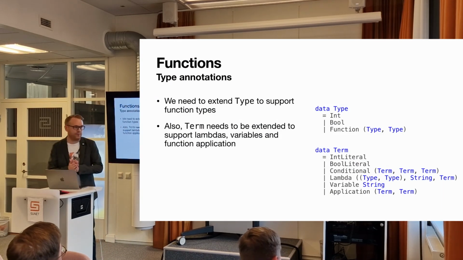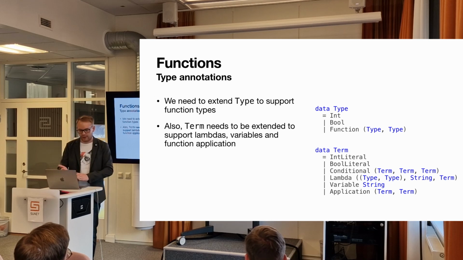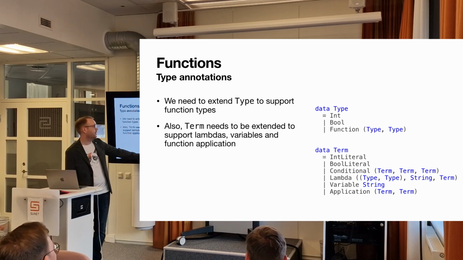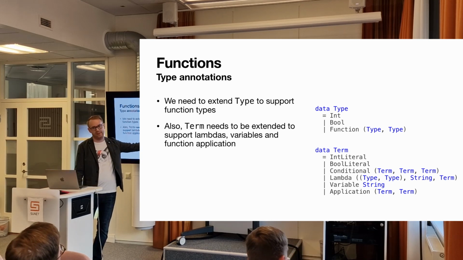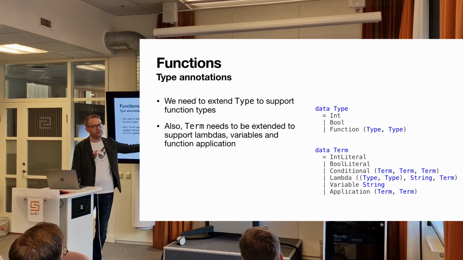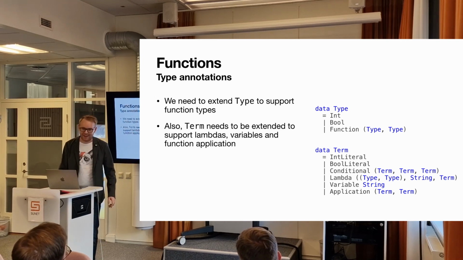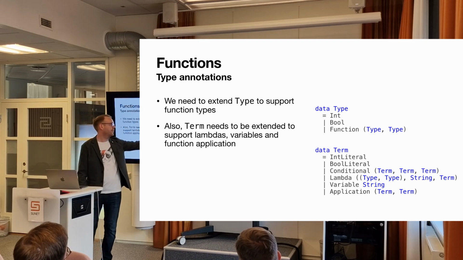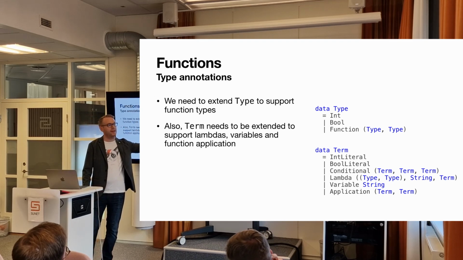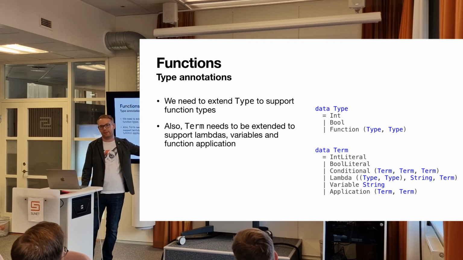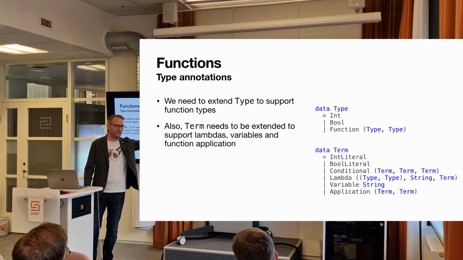So okay, how can we accommodate this in our type system? First of all, like I said, we need a function type. So we add a function constructor to our type. And as I said before, a function type is actually a mapping of one type to another. So we put two types in there.